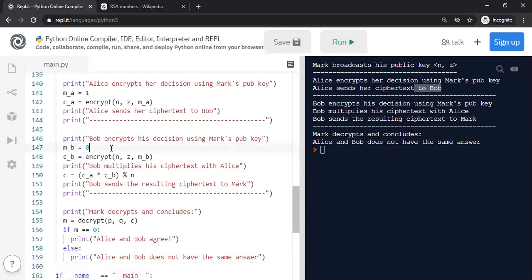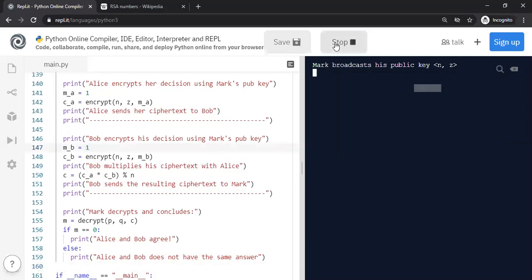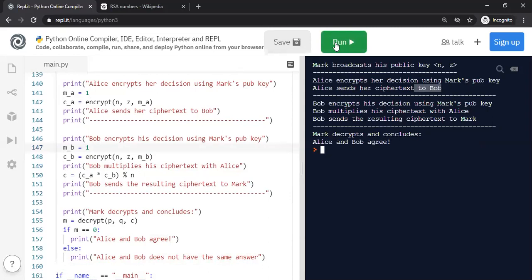Okay. So let me try that. Let's show you now agreement, right? They agree or not. Let's see. Yep. Alice and Bob agreed. As you can see, I took 1 here and then I took 1 here, so they agreed. But the important fact is that the manager Mark doesn't know their answers. You see here, I'm only sending the ciphertext to the manager. Okay, that's all because of the homomorphic property that we talked about.